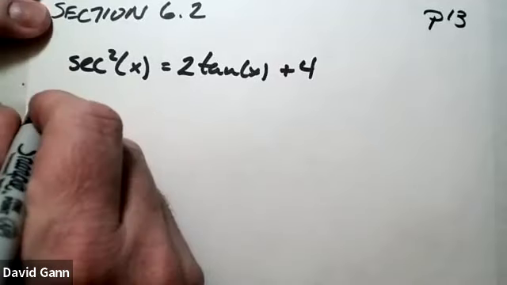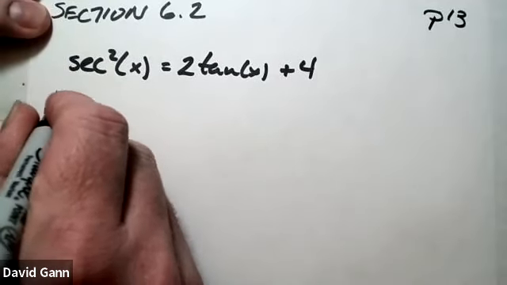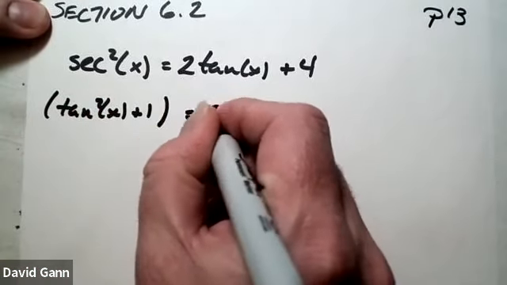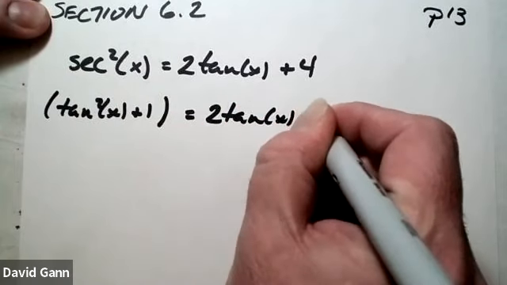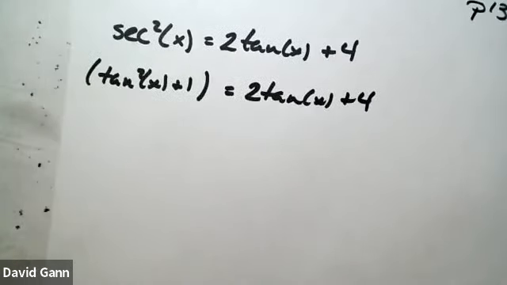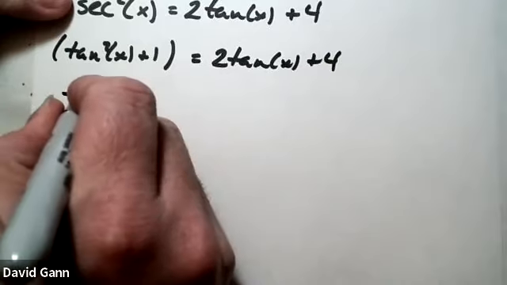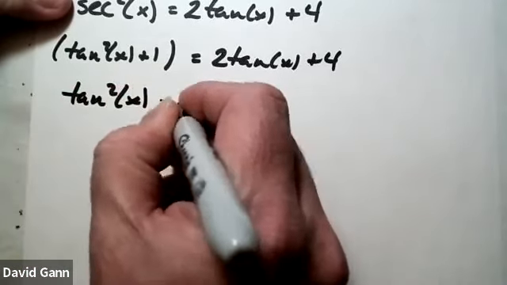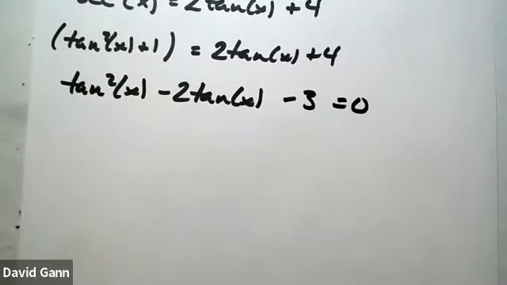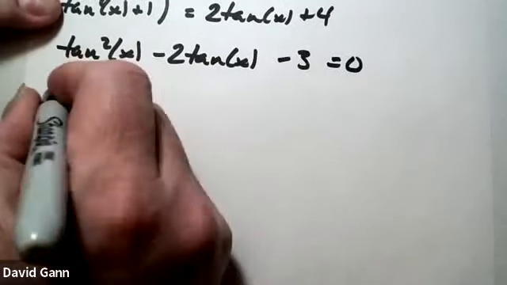So if I make that substitution, I've got secant squared is equal to tangent squared of x plus 1, and we're saying that that's equal to 2 tangent of x plus 4. Okay, and now we move this into the quadratic looking form. We have tangent squared of x minus 2 tangent of x minus 3 equal to 0. And I think that might possibly be factorable. I think it probably is. So let's go ahead and give it a shot here.